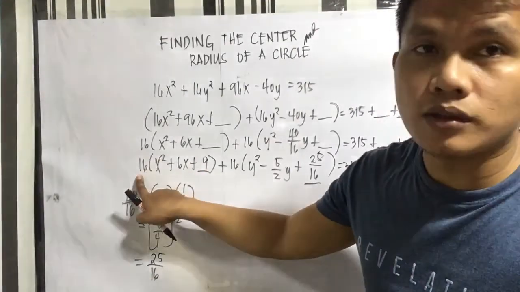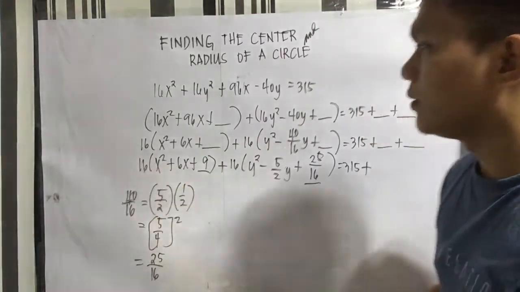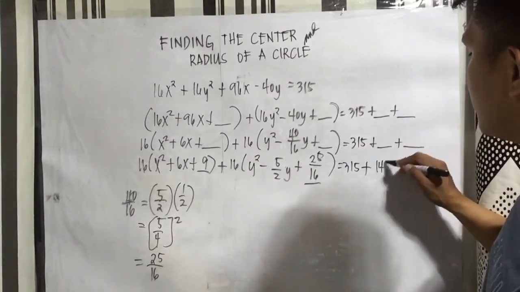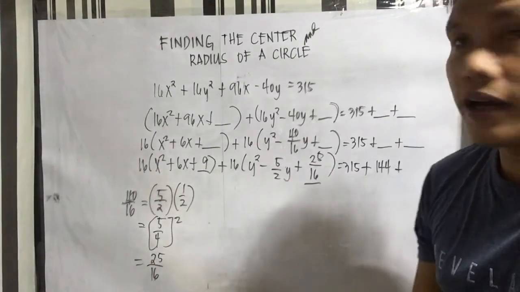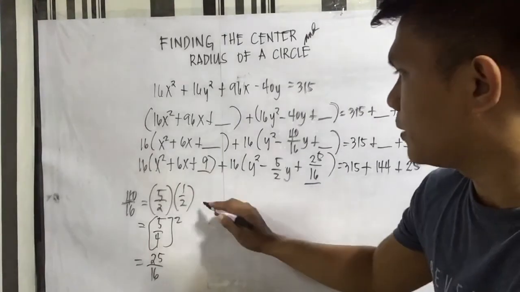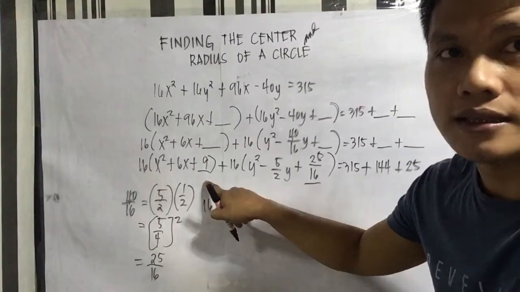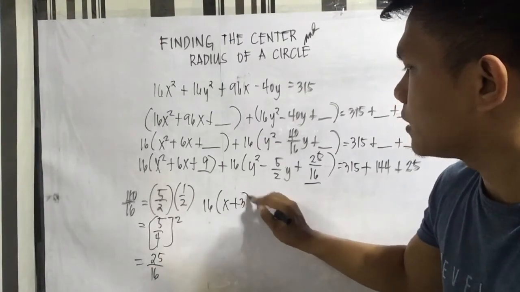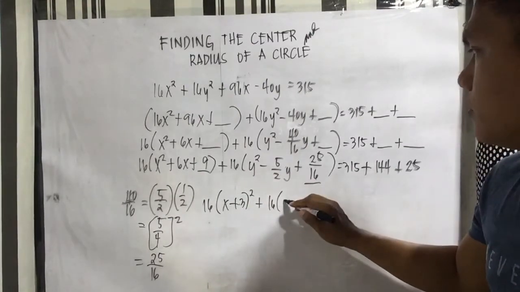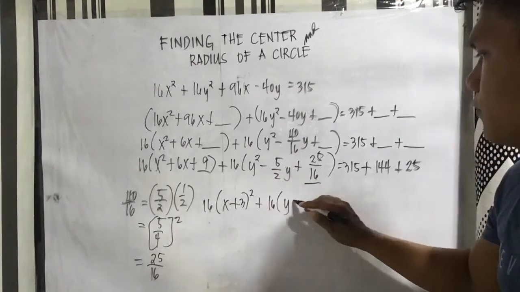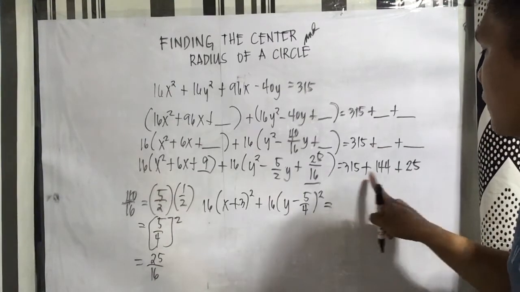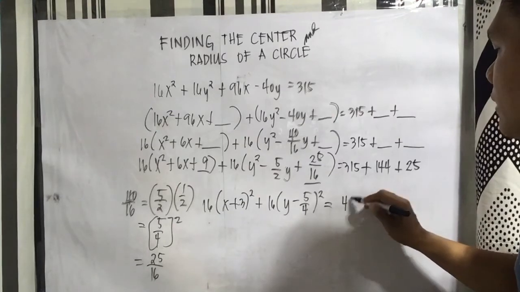Why? Because this 9 is multiplied by 16. Let us first multiply 9 by 16, so that is plus 144. Then 16 times 25 over 16, we cancel out 16, so we need to add 25. Now we have 16 times, let us put this into a perfect square trinomial, x plus 3 squared, plus 16 times y minus 5 over 4 squared, equals 315 plus 25, which is 340. 340 plus 144 is 484.